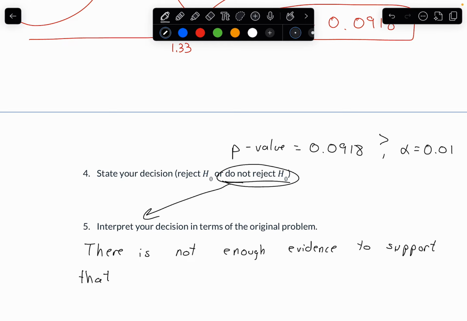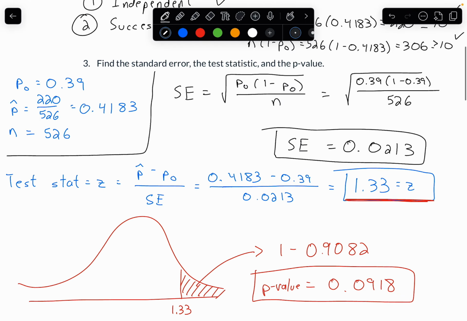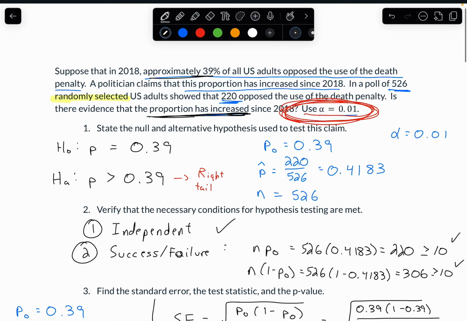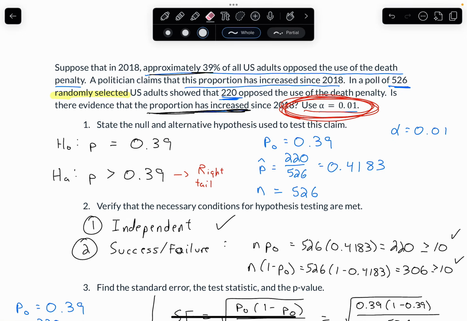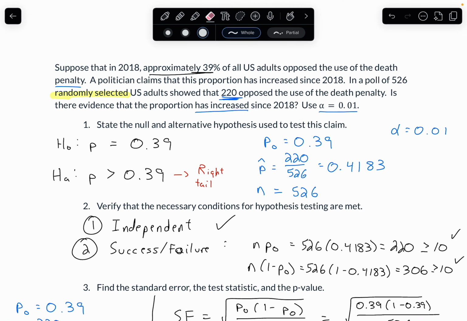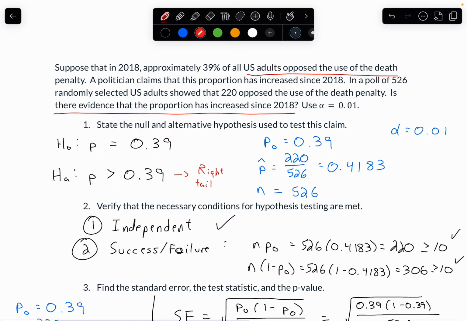What's the claim that's being made? So if I scroll back up, usually it's that last sentence here. I'm going to erase all this just so that we can start fresh and not get distracted. The question that was asked is, is there evidence that the proportion has increased since 2018? So I like to be a little bit more specific than that. The proportion of U.S. adults that oppose the death penalty.